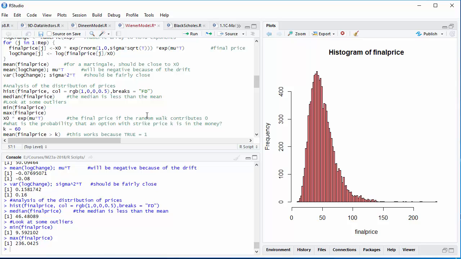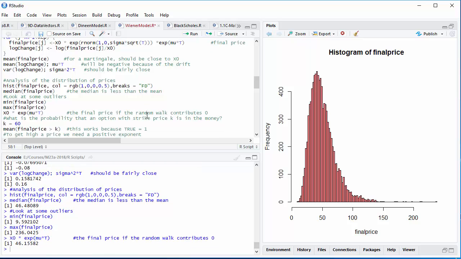If the random walk contributes absolutely nothing to the price, then the price will evolve to the initial price times the exponential of mu times t. That gives us back our median price of $46.